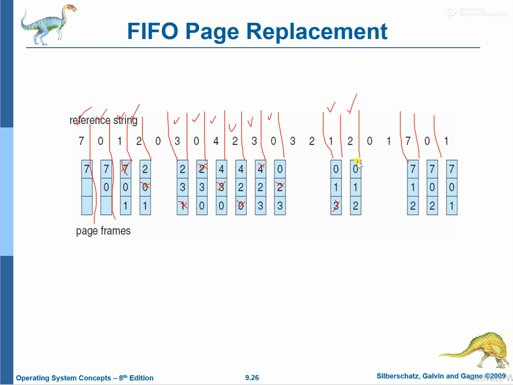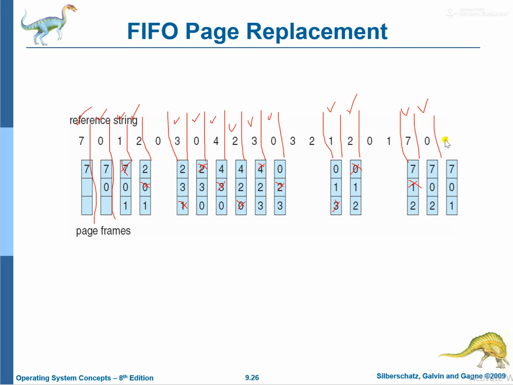7 is not there. We have to bring it. So we need to choose a victim. Victim is 0 and 7 will be placed over here in the place of 0. So this is our page fault. And then we need 0. So 0 is not here. Again we have to bring it. Victim is 1 and 0 will be brought in the place of 1. Okay, and this is a page fault.